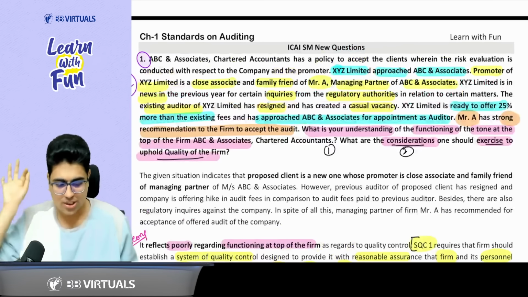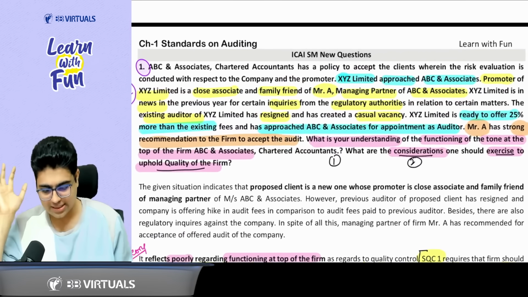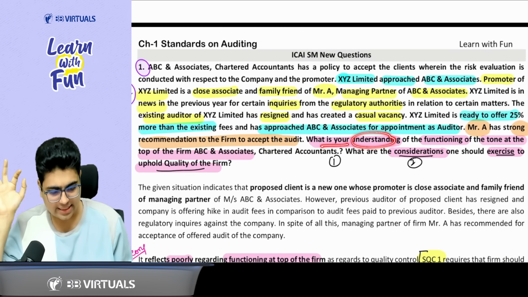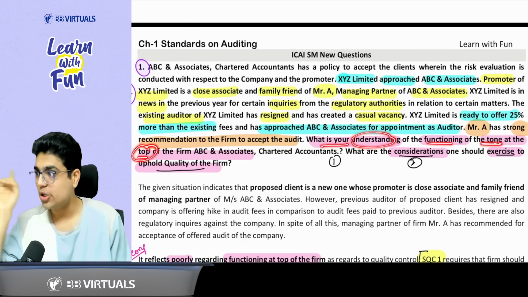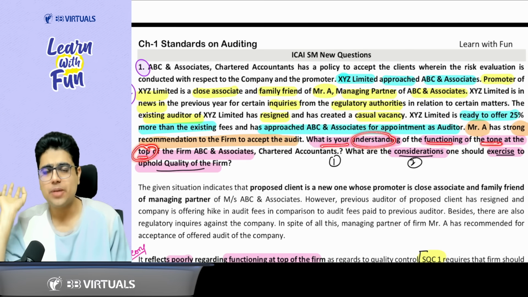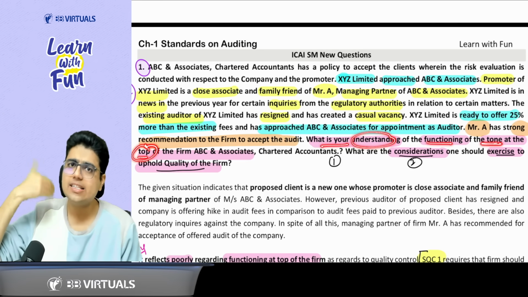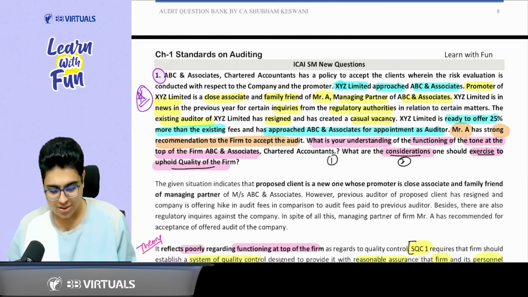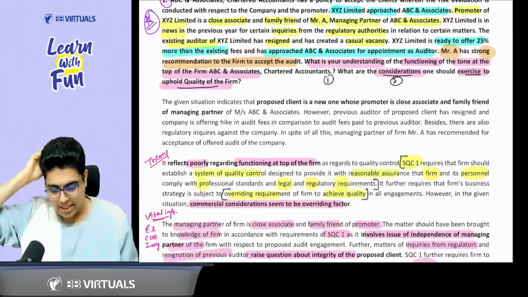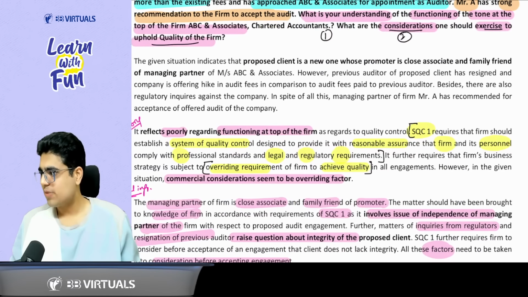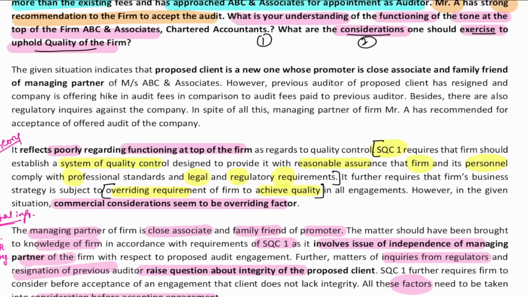So this is what the question asks. Last, the question says, what is your understanding of the functioning of the tone at the top of the firm? Top means how the leadership is performing. So do you think leadership is good or bad? Sir, it is very poor. So this is what you need to write about the first part. Everyone please read with me. Let's revise it properly. It reflects poorly regarding the functioning of the tone at the top of the firm.